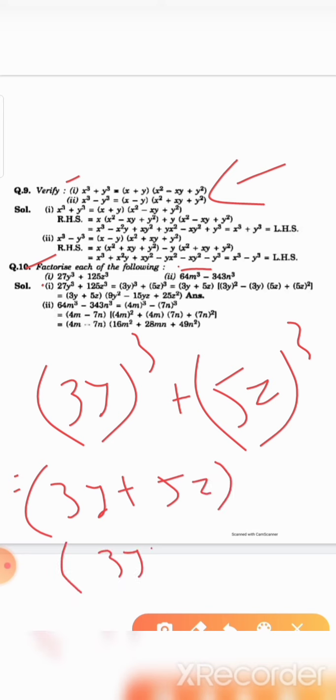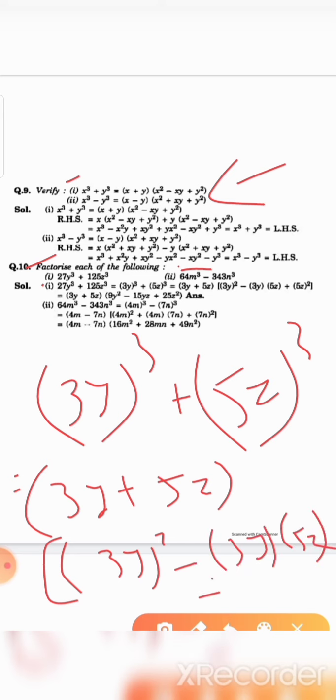the next bracket is (3y) whole square minus 3y into 5z plus (5z) whole square. Squaring the terms, we get the final answer: the first bracket (3y plus 5z) and the second bracket, multiplying, 9y square minus 15yz plus 25z square. It is the factor of our 27y cube plus 125z cube.